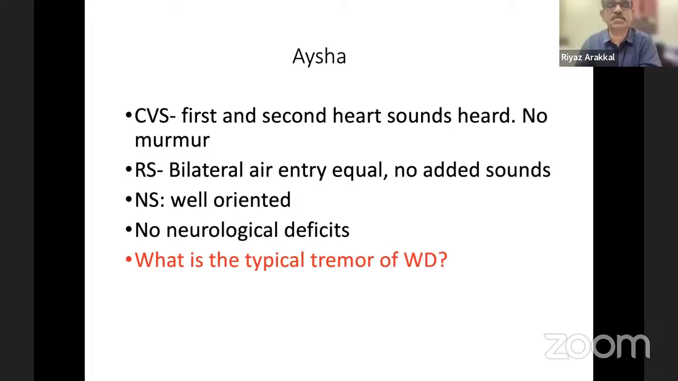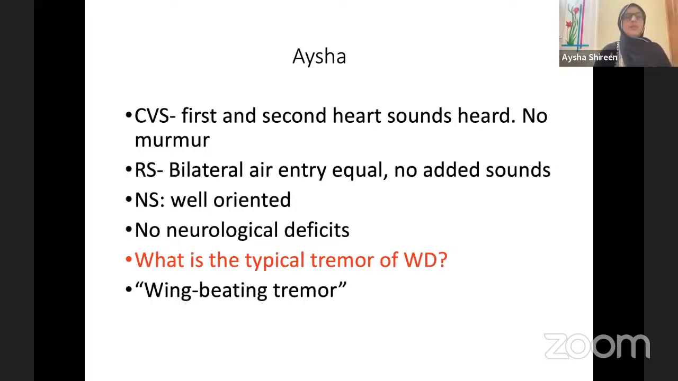Or the typical tremor of Wilson disease. This is neurology. Wilson disease has a peculiar tremor. What is it called? Wing beating tremor. That's called a peculiar tremor called wing beating tremor.